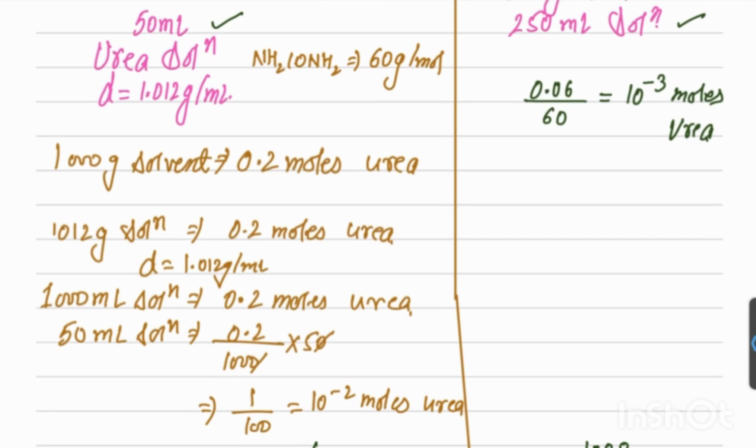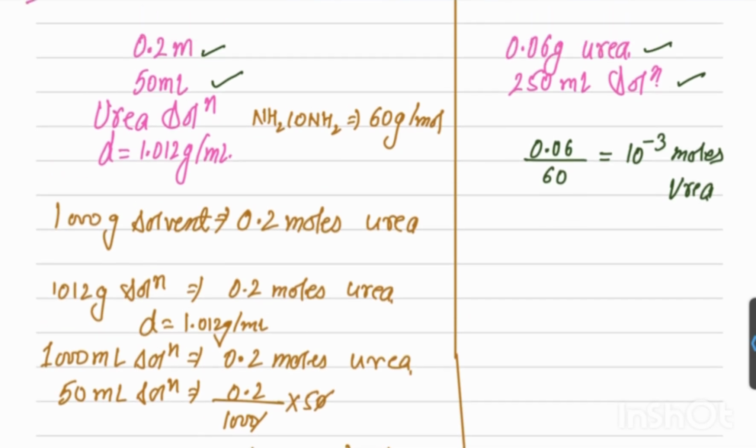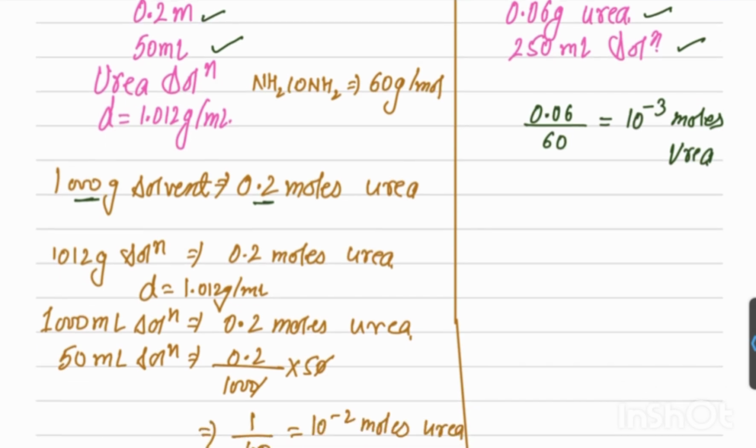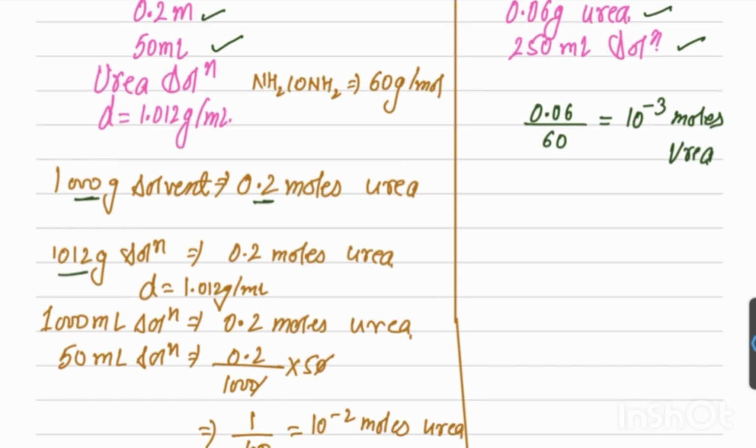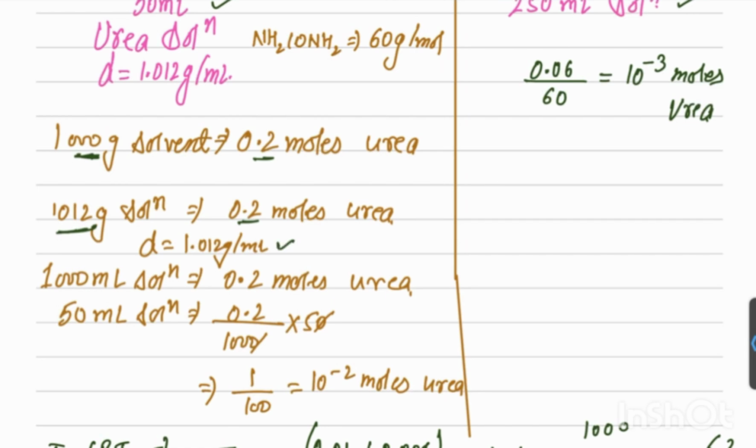And here also from this we know that the molality is 0.2, that means 1000 gram of solvent contains 0.2 moles of urea, and 1012 gram of solution. If 1000 gram of solvent contains 0.2 moles of urea, then 1012 gram of solution will contain 0.2 moles of urea. And because density is 1.012 gram per ml, 1000 ml of solution should have 0.2 moles of urea. So 50 ml will contain this many moles of urea.